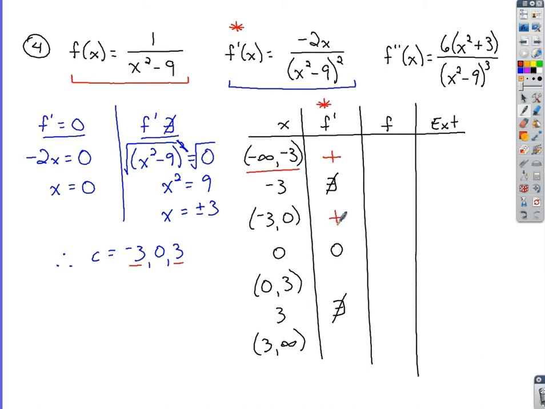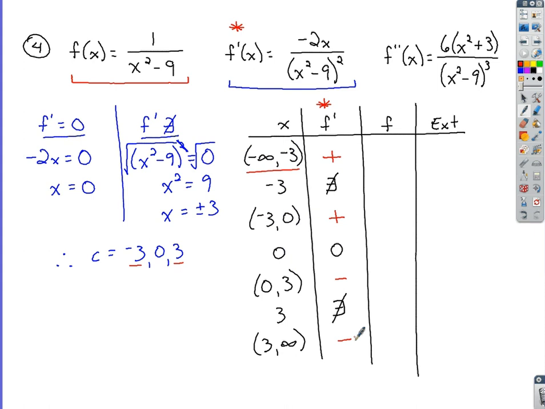From 0 to 3, on the interval 0 to 3, say I choose 2. I plug in 2 to the first derivative. -2 times 2 is negative on top. It's going to be negative divided by that positive quantity. That's going to be negative. And same kind of thing should happen here at the bottom, right? Because I'm just choosing another positive number. When you plug in and do the calculations, you get a negative back there.